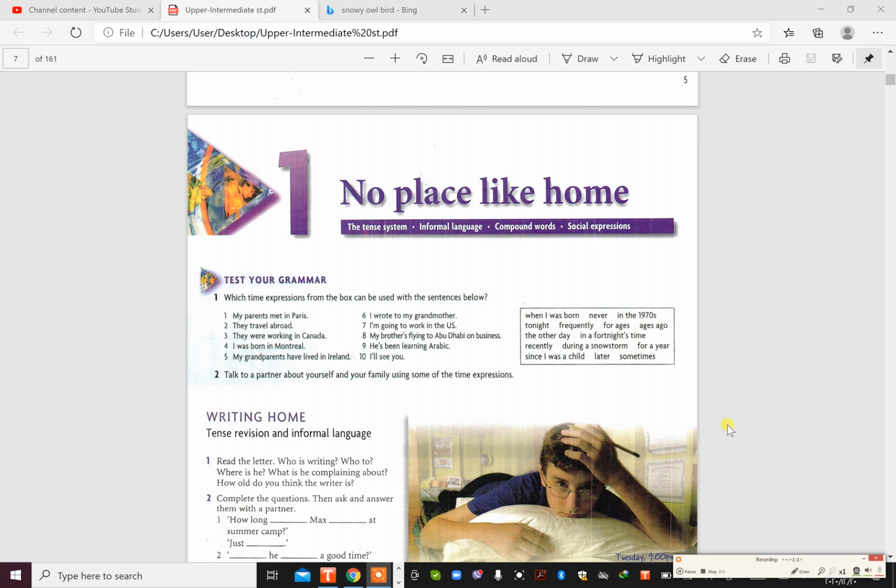We have here number 5. My grandparents have lived in Ireland. This talks about what? The present perfect. We use the present perfect a lot. We talk about an event or action that happened in the past and is still true. So something happened in the past, and till now it is true, or an action that happened in the past and still continues till now. So in this way we use the present perfect. And we use the present perfect when we try to emphasize the duration of time, since or for or when, wherever. So this is where we use the present perfect.